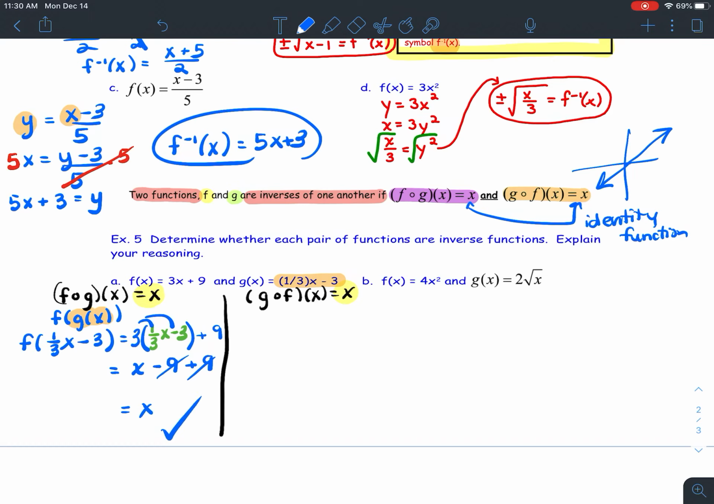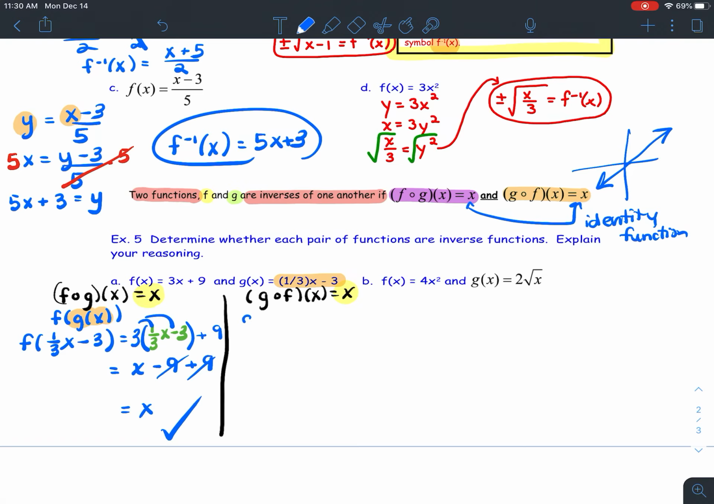Ooh, I can check that that column works good. Okay, now, you have to make sure that you do this for both columns. You can't just do one and then say, oh, well, that one worked out, so I'm good then. Okay, you have to make sure that both compositions come out to be x.